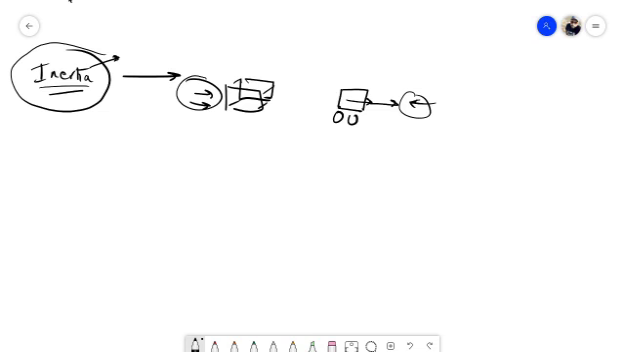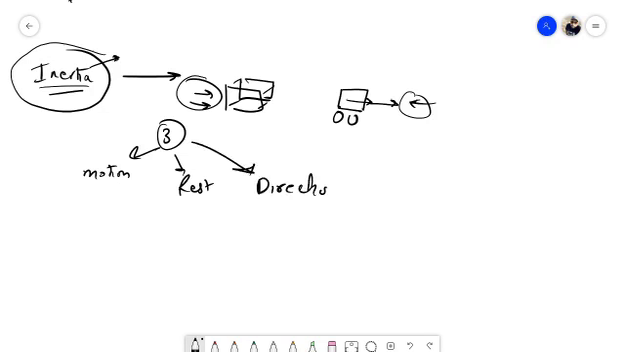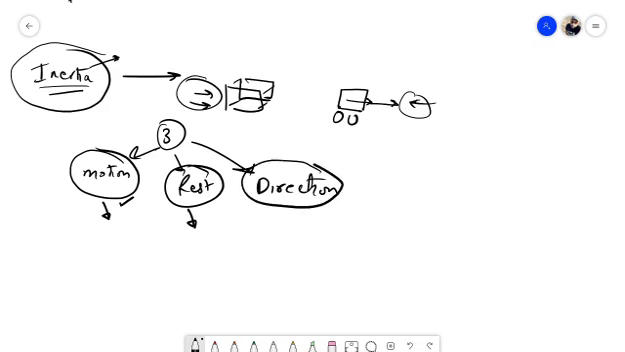So inertia is basically of three types. One is inertia of motion, second is inertia of rest, and the third is inertia of direction. Inertia of motion, the property by virtue of which a body tries to oppose any change in its state of motion. Inertia of rest, the property by virtue of which a body tries to oppose any change in its state of rest. Inertia of direction, the property by virtue of which a body opposes or tries to oppose any change in its direction. So these are basically three types of inertia.